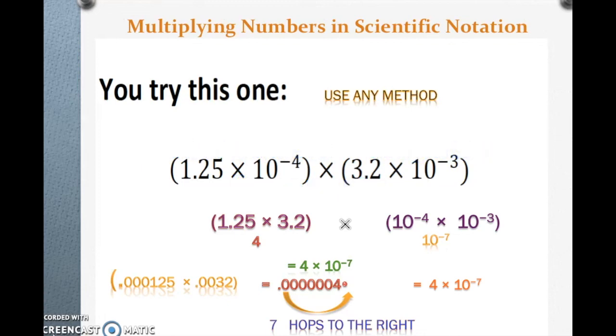Hope you get that. Remember, you should always get the same answer no matter what method you try. So once again, you can pause, rewind, rewatch as many times as you like.